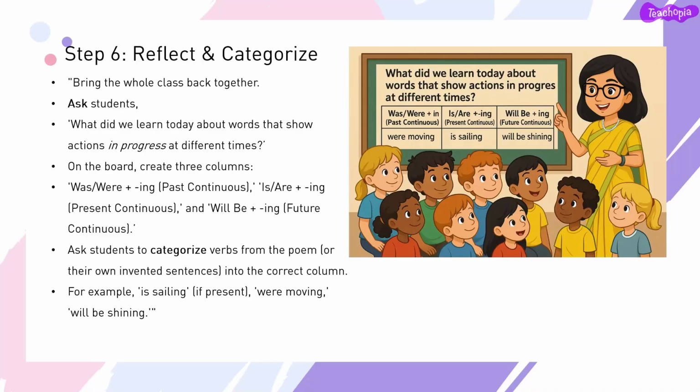Bring the whole class back together. Ask students, what did we learn today about words that show actions in progress at different times? On the board, create 3 columns. Was, were plus ing, that is past continuous; is, are plus ing, that is present continuous; and will be plus ing is future continuous. Ask students to categorize verbs from the poem or their own invented sentences into the correct column. For example, is sailing is present continuous tense. Were moving, will be shining.